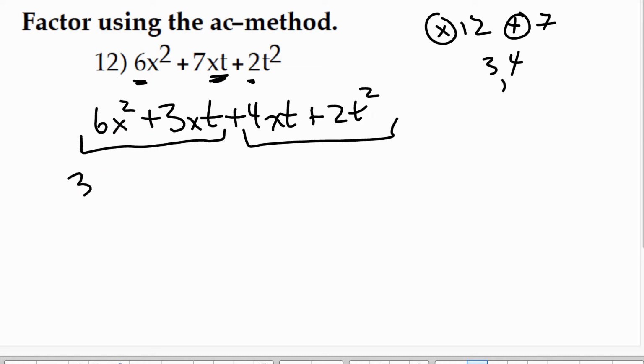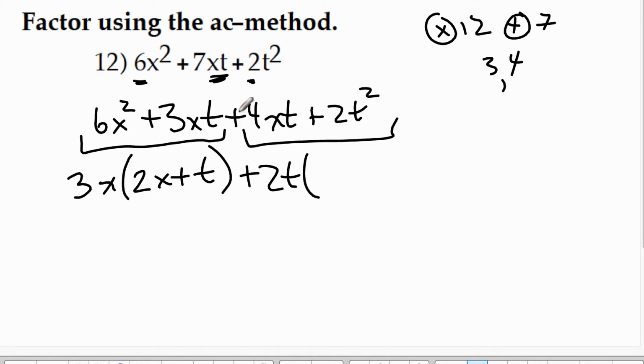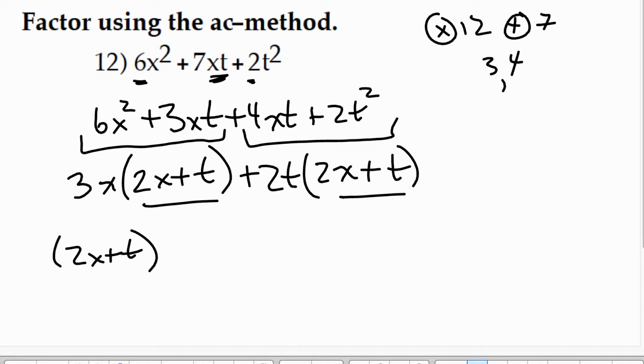So I think I can take a 3 out of here and maybe an x. So I'll be left with 2x plus t. The next one I can take a 2 out and a t. So I'd be left with 2x plus t. Now if these are the same, I can continue. They are. So I can factor those out, write them out front, 2x plus t. So they're gone, and I write what's left over, 3x plus 2t. There we go, factored.